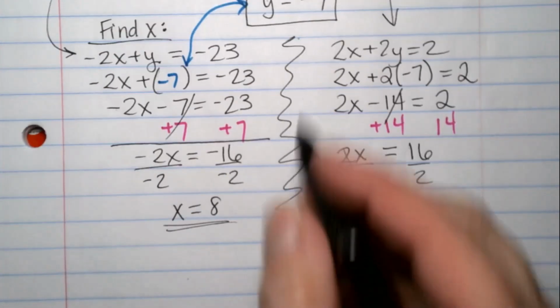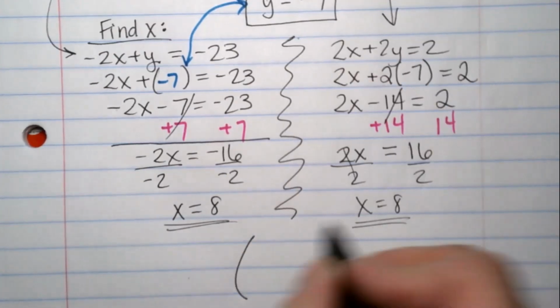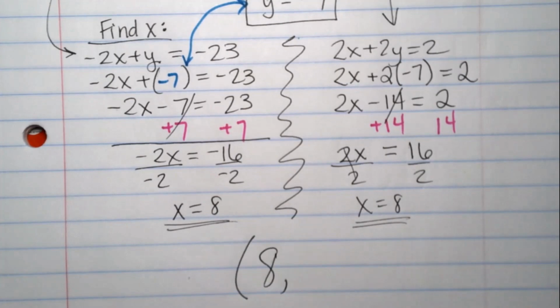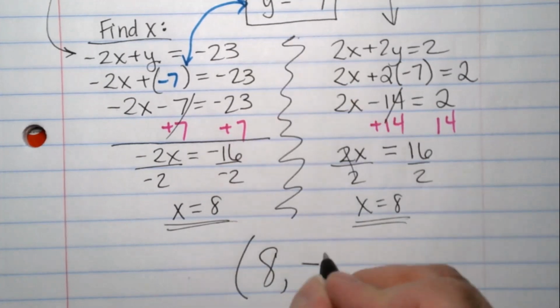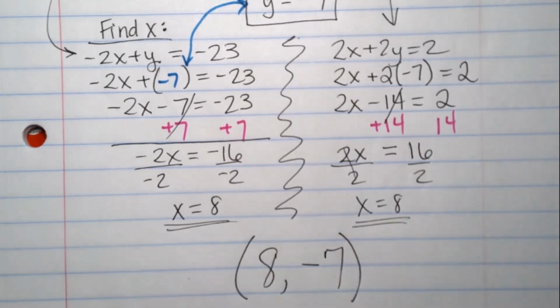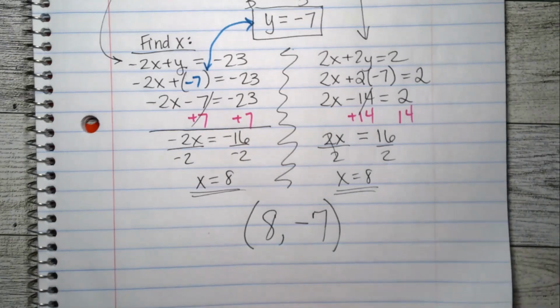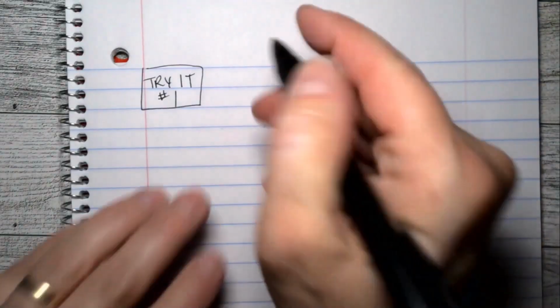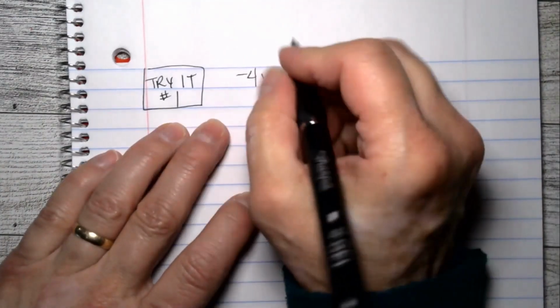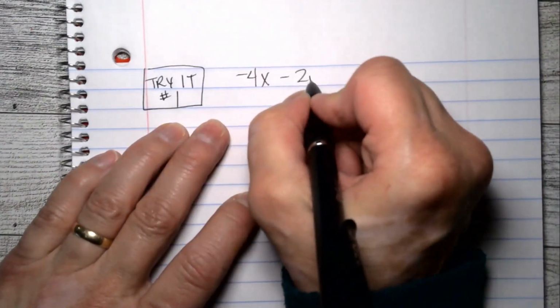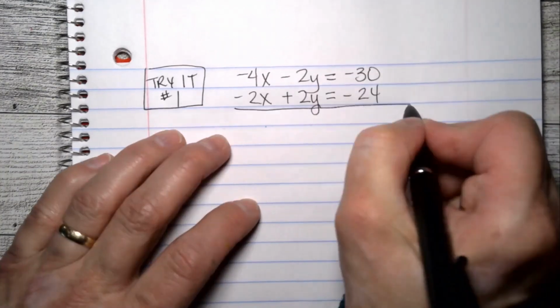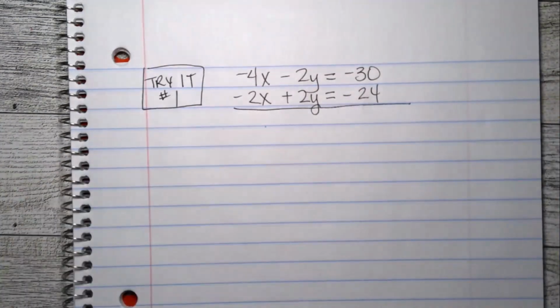So now you write your final answer. The x is 8, which we did twice. The y is negative 7. And that is the final answer. Let me throw a try it up here and see if you can do one on your own. Negative 4x minus 2y equals negative 30. Whether you draw the boxes is up to you. Go ahead and work it through.